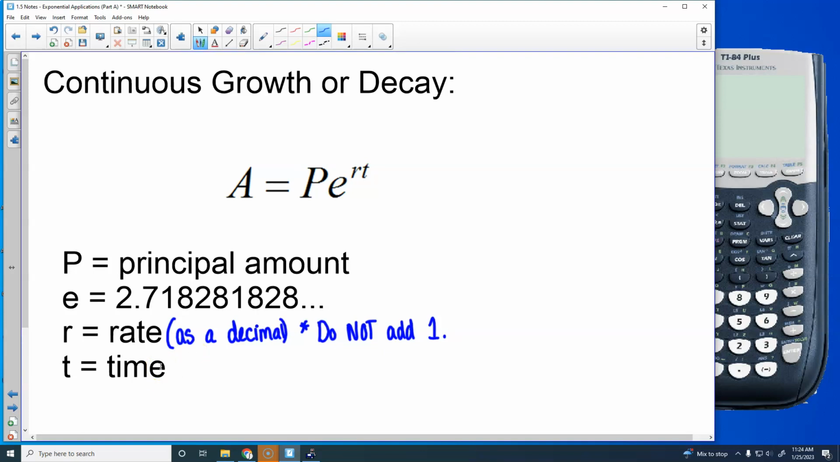Depending on the problem, that might be years, it might be months, it might be hours, days, whatever. If it is interest, it goes with whatever your interest rate is given to you. So if you have an annual interest rate, you would plug in years for your time. If you have a monthly interest rate, you would plug in months for your time. It's usually going to be years.